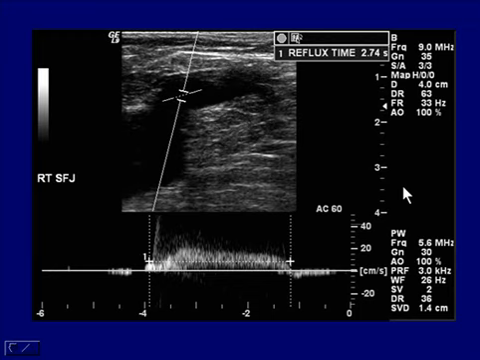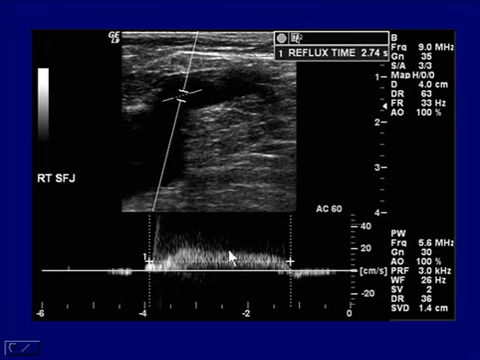Color is great and color can rapidly identify reflux, but I would recommend that we actually still do spectral Doppler as well, putting in our spectrum and being able to measure the reflux time. All the equipment can do this. In this example, our reflux time is almost 3 seconds.